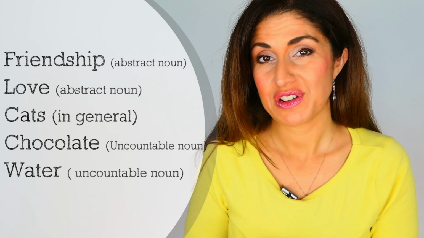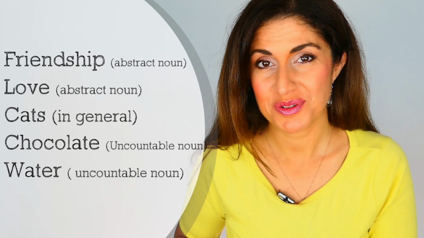Remember to understand the difference between countable and uncountable nouns. An uncountable noun is essentially a noun that you can't count. It might be an abstract idea, it could be a liquid, or particles that are very, very small, like rice or sand, which in English we would not try and count.